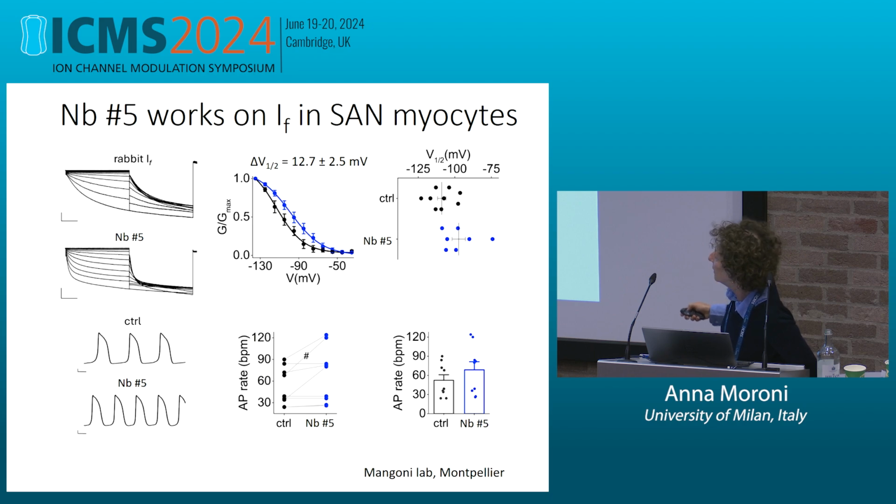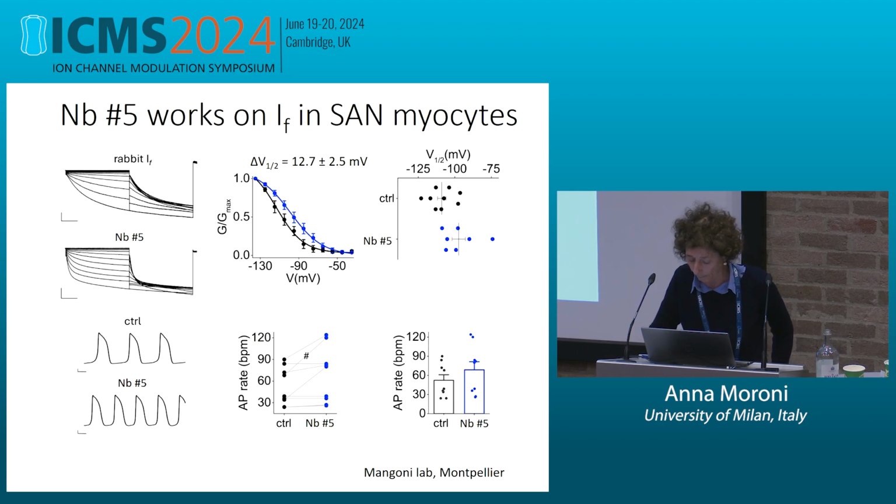This is the statistics. We could measure an acceleration of the heart rate as expected by an increase in IF current. This cell shown here was going from 70 to 120. Others were responding. A few were not responding. So we have a statistic overall of about 15% increase in heart rate when we add the nanobody. And this experiment was done in Mangoni's lab in Montpellier.